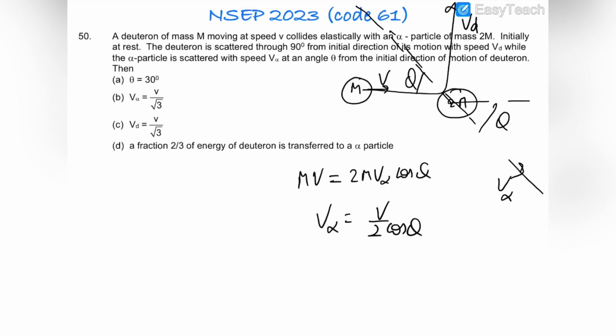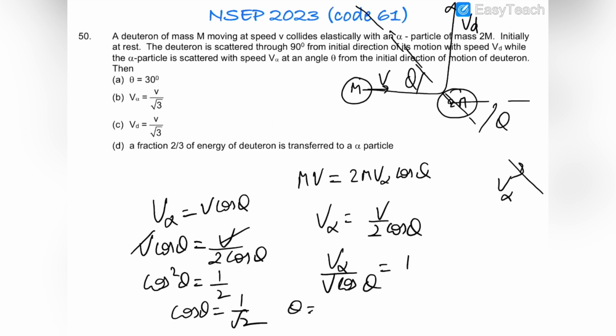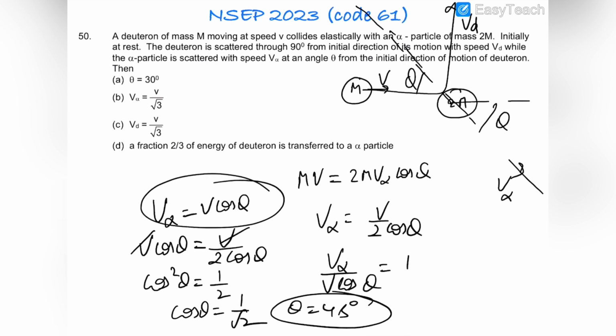So on the LOI, e is 1 because elastic collision is occurring. So V alpha upon V cos theta is equal to 1. So we can say that V alpha is equal to V cos theta. So V cos theta is equal to V upon 2 cos theta. So cancelling this V with V, cos square theta is 1 by 2 and cos theta is 1 by root 2. Okay, so theta would be equal to 45 degree. So theta is 45, and V alpha is V by root 2, and Vd we can find out.